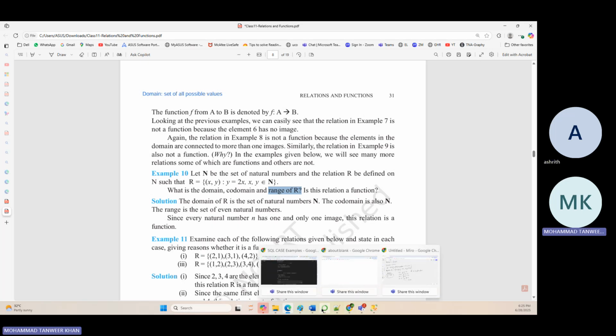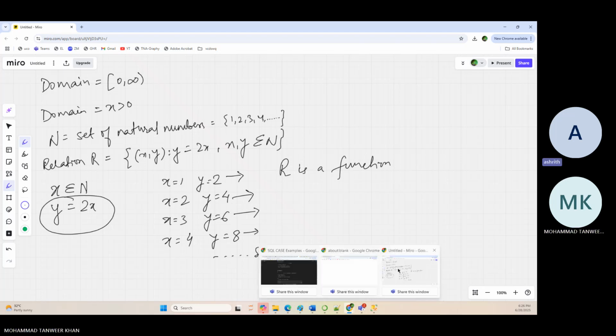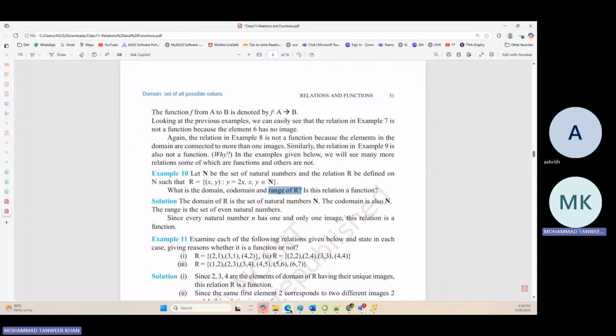In this example, these are the actual outputs: 2, 4, 6, 8. So these are all even, no? So when you give input x, all the even numbers are the range. Or we can even say multiples of 2. Multiples of 2, correct. That will be the range.